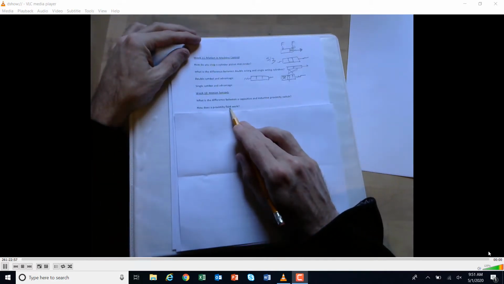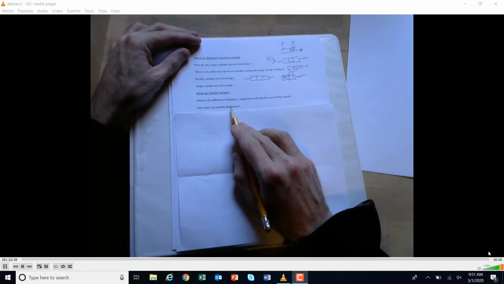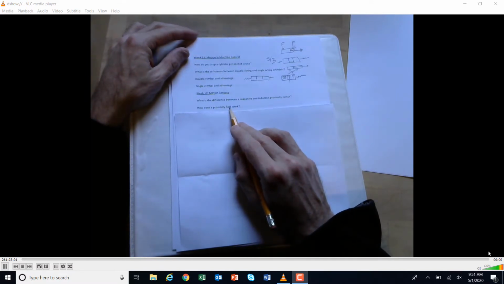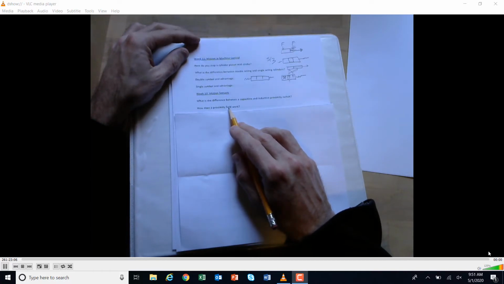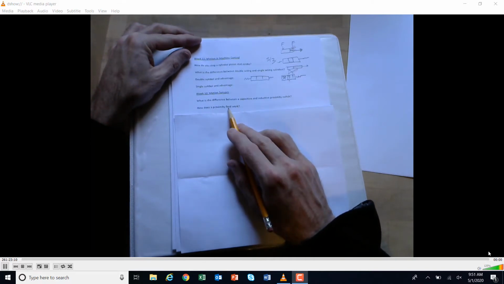How does the proximity field work? So all the proximity sensors use some field, whether it was sound or light or some type of magnetic field. And basically the field gets interrupted when you move something in front of the field.